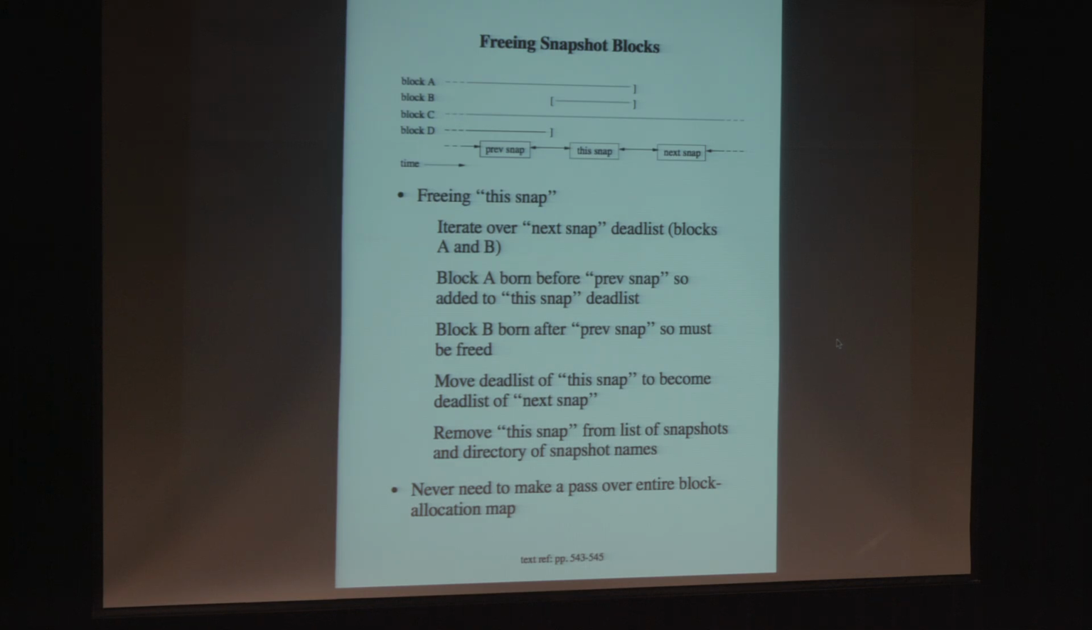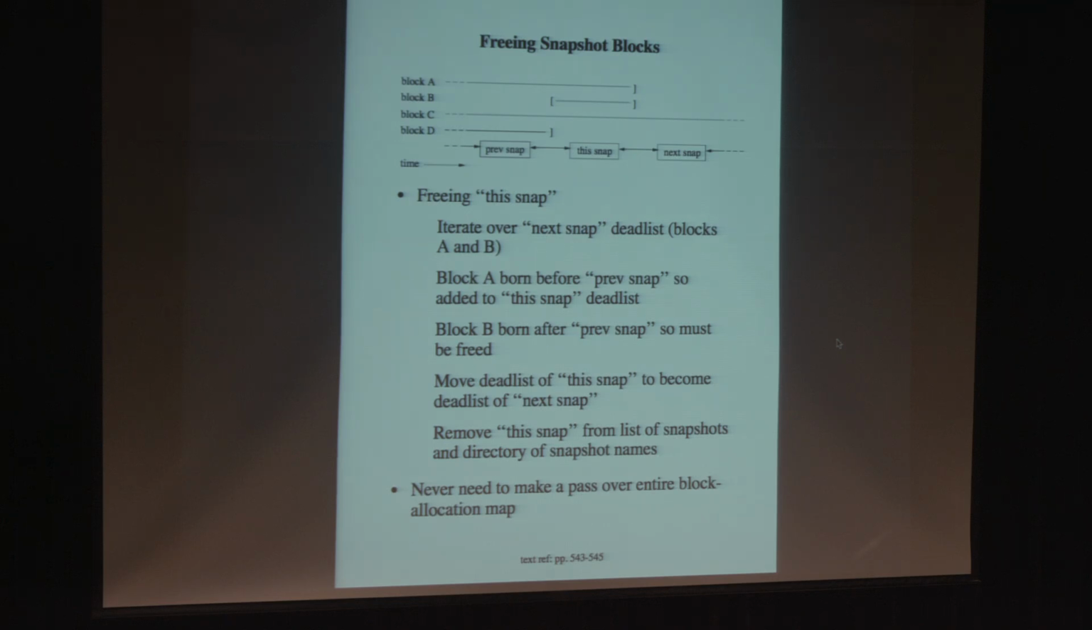Okay, so we are going to iterate over essentially blocks A and B, which are the ones that we need to look at. Block A was born before us, so it gets added to the dead list, which is going to be passed to our follow-on. Block B was born after it, so it can be freed. And then once we've done all the processing for all the blocks that were passed to us, we just say, all right, here's our dead list.